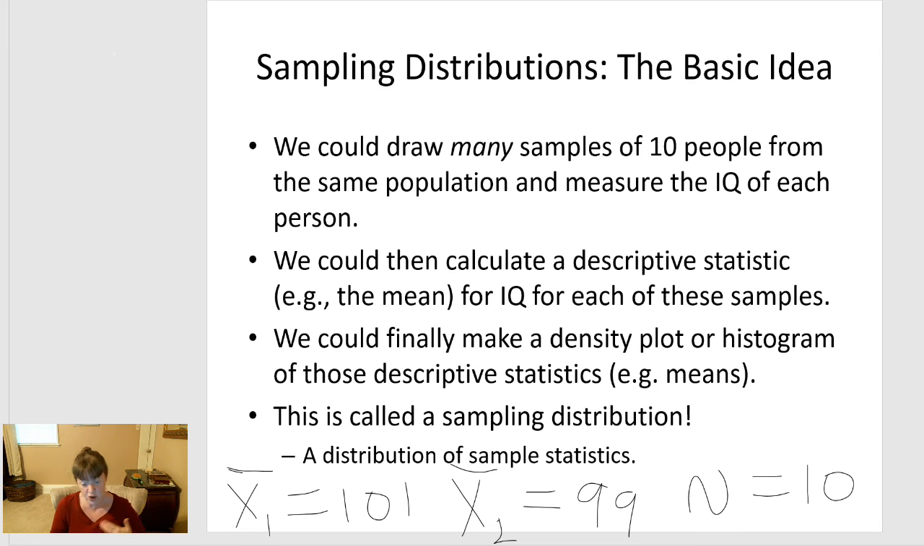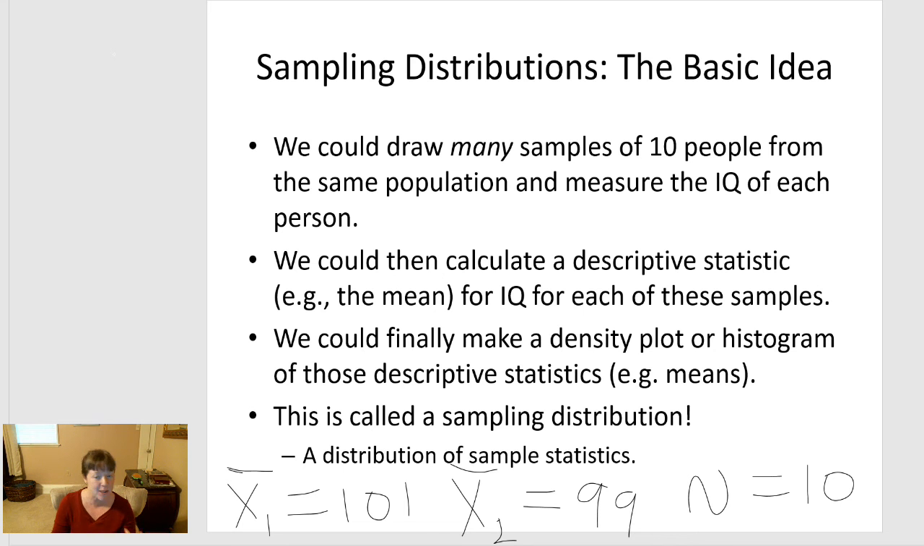The idea is if you do that, you could then create a plot, a density plot, remember those, or a histogram of not the raw scores now, but of all of these descriptive statistics, these averages. And so now you have a graph, not of people's IQs, well, not directly, not each individual person's IQ, but now you have a density plot or a histogram of the averages of each of the groups of 10, each of the samples of 10. And you have a distribution. You have a distribution of sample averages, where the numbers at the bottom are not people's raw scores anymore, but the numbers at the bottom are the averages for each of your samples of 10.